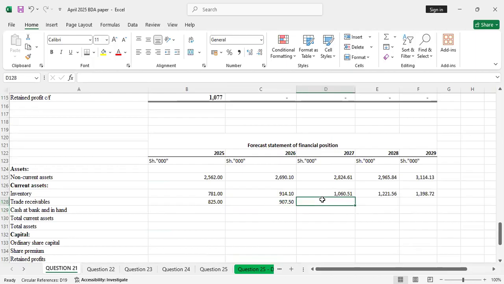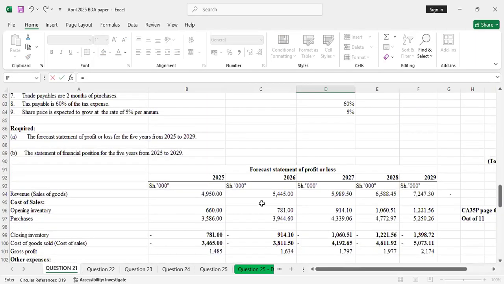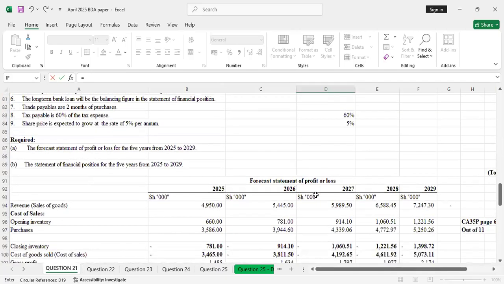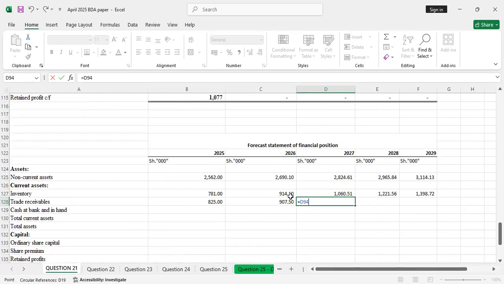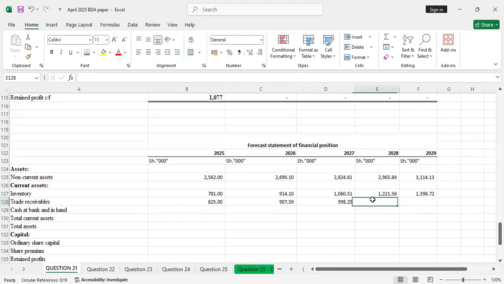I'll do the same for this. Take the revenue for 2027, my revenue was that. I'll divide by 12 months, then you multiply by 2 to get trade receivables.